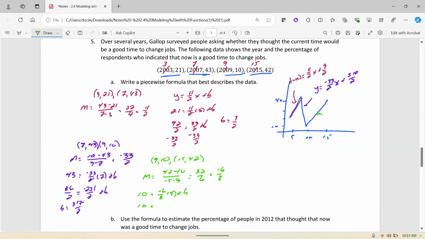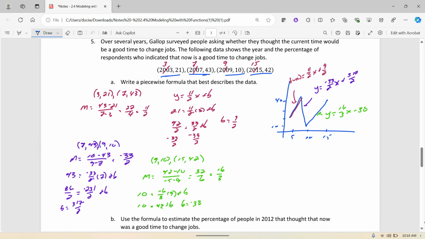So 10 equals 16 thirds times 9. And we should get 48 plus b. So b is a negative 38. So this third equation is y equals 16 thirds x minus 38. So notice we have three different pieces going on.